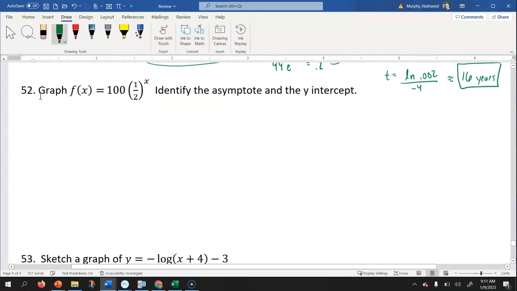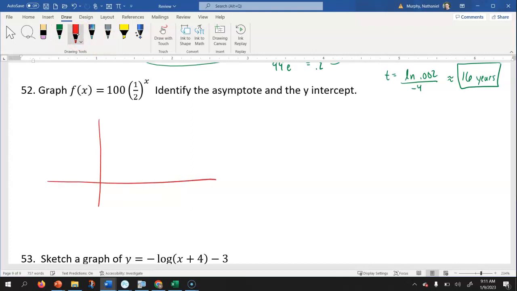All right, so this one, they just want us to graph and identify the asymptote and the y-intercept. I'm also going to identify the end behavior, because I think that would also be good to review for this one. So remember, if our b value is between 0 and 1, it represents exponential decay, and this represents our initial amount. So we would have a y-intercept at 100, and it would be decreasing from left to right with the horizontal asymptote at y equals 0. Okay, so y equals 0 would be our asymptote. The y-intercept would be at, where x is 0, y is 100. So those are the pieces that they asked for.